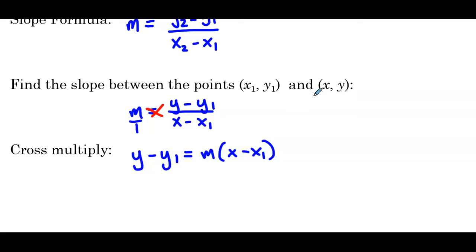Now, in this example, x, y stands for some general point, x1, y1 is a specific point. So if we manipulate the slope formula, we wind up with this equation. This equation right here is point-slope form of a line.